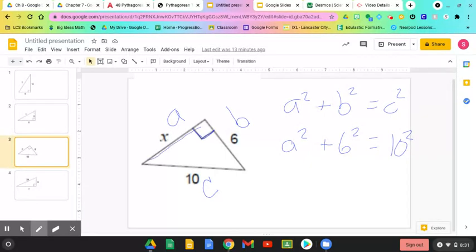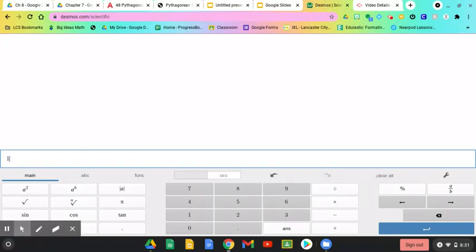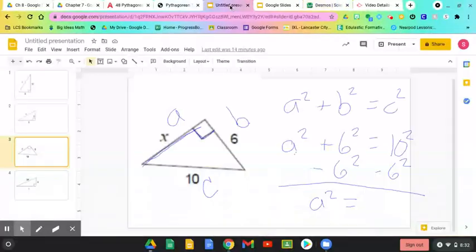Now that we're missing side A, I need to get A by itself. So to get A by itself, we cancel the plus 6 squared by subtracting the 6 squared from each side. So when we do that, we have A squared equals 10 squared minus 6 squared, which is where we'll go to our handy dandy calculator and do 10 squared minus 6 squared, which gives us 64. So we're going to say A squared equals 64.